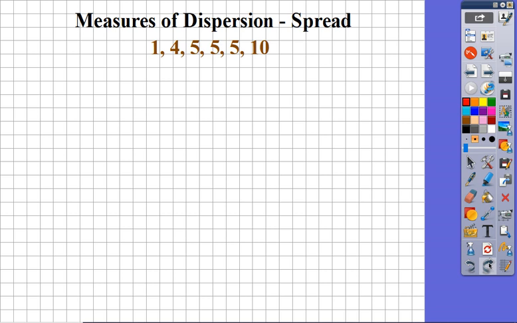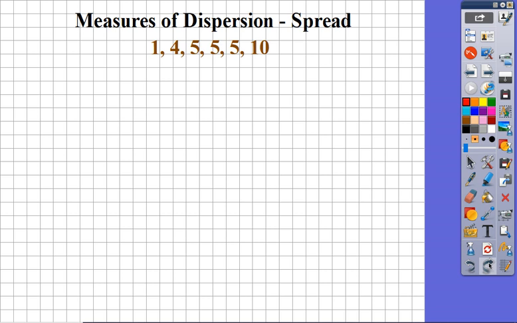Hello! Today we're going to talk about measures of dispersion, or in other words, ways to describe spread. So we've got this set of data here, 1, 4, 5, 5, 5, and 10, and we're going to learn a couple of ways to describe how that data is spread out.